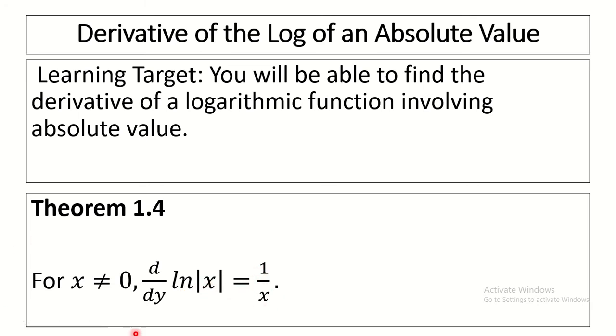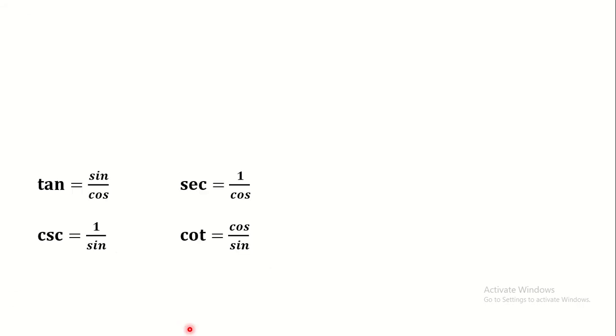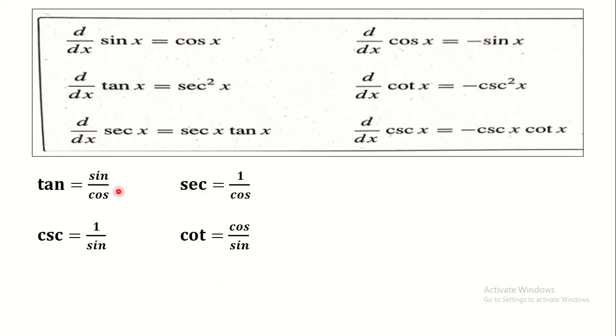So, ito yung gagamitin nating theorem. Okay? These are the derivatives of the different trigonometric functions. Nasabi ko na yun kanina. And these are the trigonometric ratios. Tangent is equal to the ratio of sine over cosine. Cosecant is equal to 1 over sine. Secant is equal to 1 over cosine. And cotangent is equal to cosine over sine.